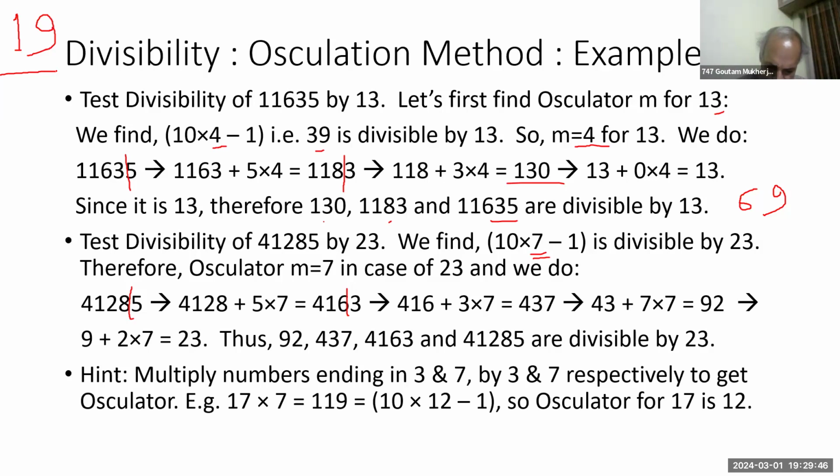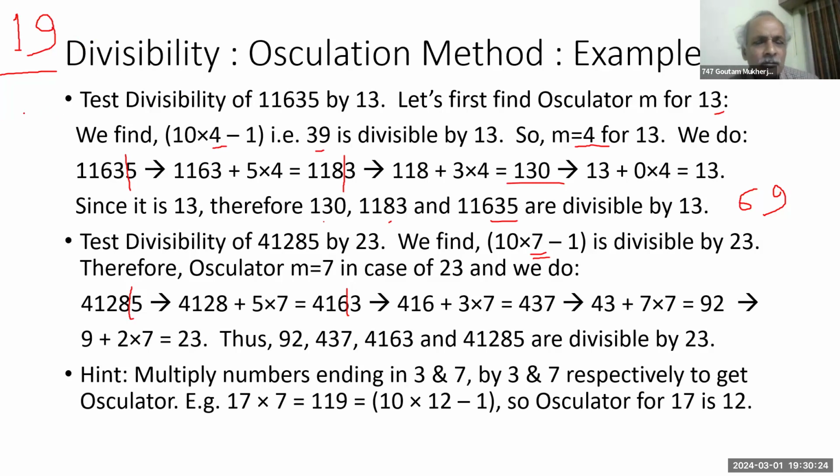Sir, is it just 19 into 0? Why is it 19 into 0? Wait, no. 19 into 1, because then what will be the oscillator? Finally, what will be the oscillator? See, 10 into 1 plus 9. So what should the oscillator be? It will be 1. The oscillator is 1?